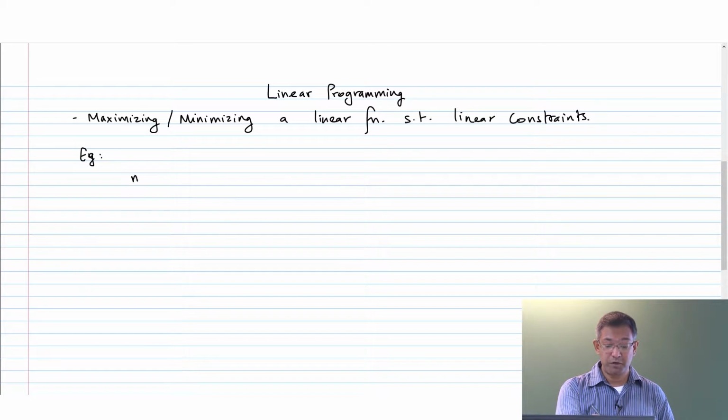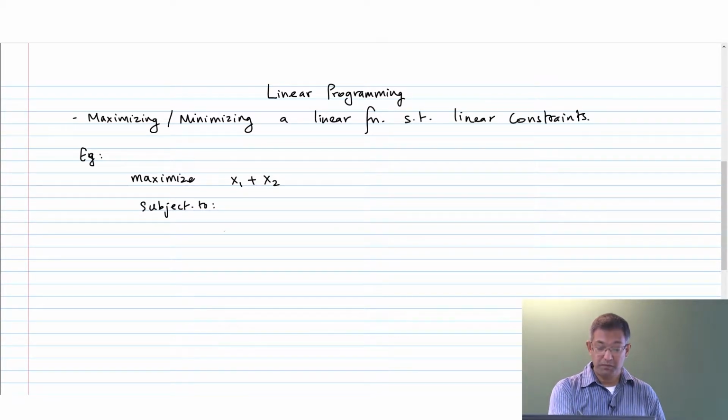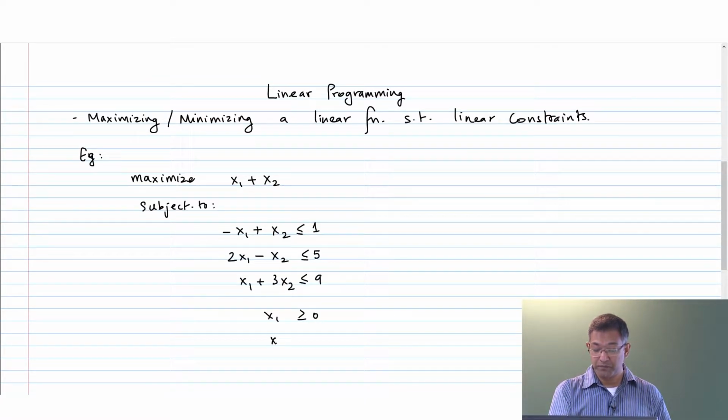Let us say your problem is the following. You want to maximize x1 plus x2 subject to the constraints minus x1 plus x2 is at most 1, 2x1 minus x2 is at most 5, let us say, x1 plus 3x2 is at most 9, x1 is at least 0, x2 is at least 0.